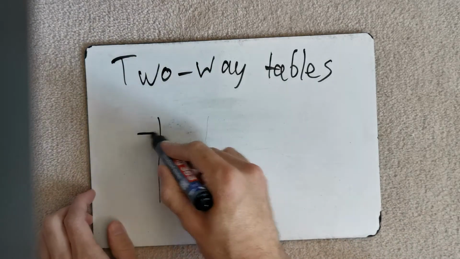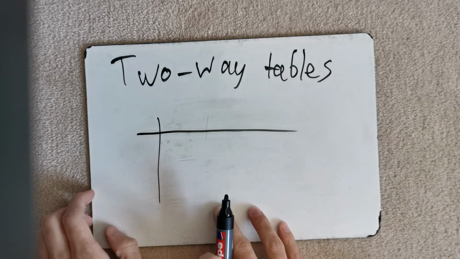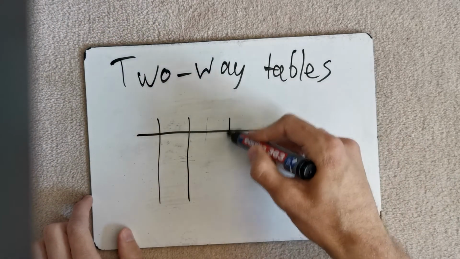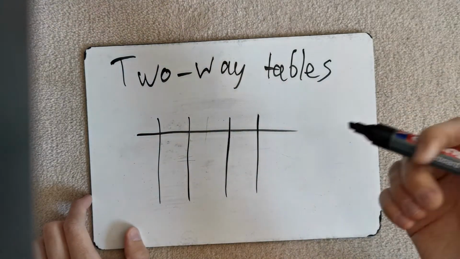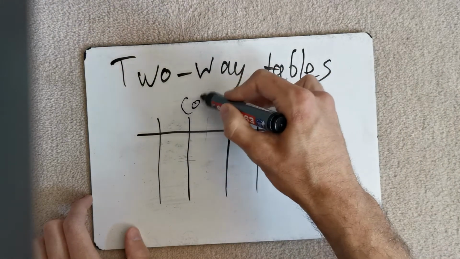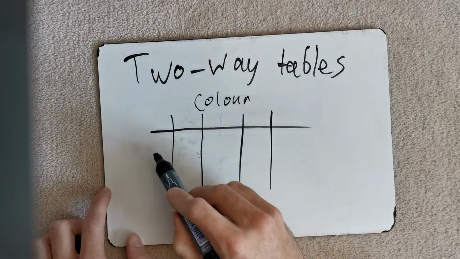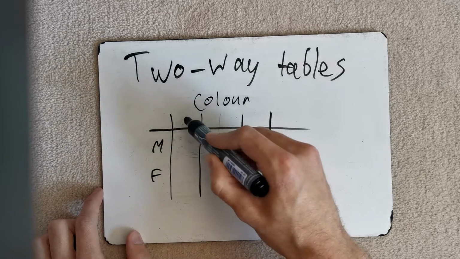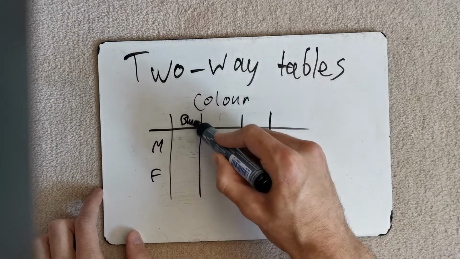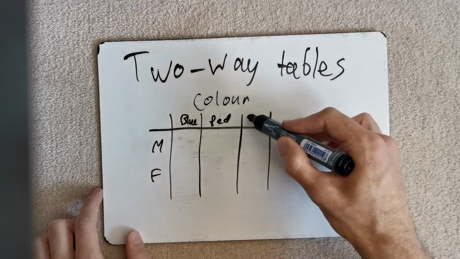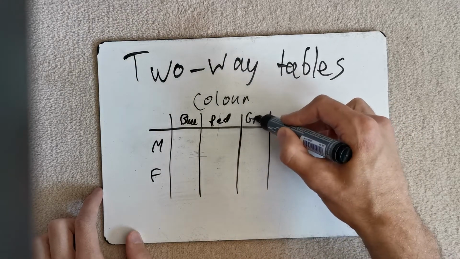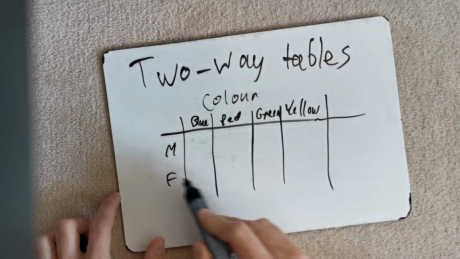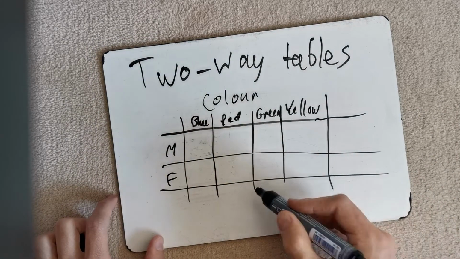So all they are is you've got two different ways of representing the information. So let's say that on top we've got, let's say, favorite color, and here we've got, I know it's a very generic way of doing this, but let's say we've got male and female. Let's say we've got blue, red, green, yellow, etc. I know there's going to be more than that, but let's just have that for now, just for the sake of simplicity.